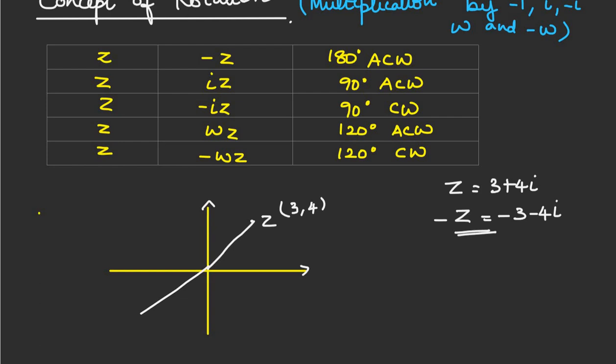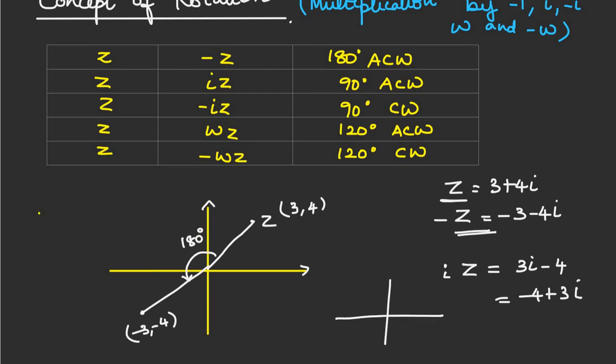Minus 3 minus 4i lies in the third quadrant. Now this is rotated by 180 degrees in the anti-clockwise direction. If z is multiplied by minus i, we get 3i minus 4, or this is minus 4 plus 3i. Minus 4 plus 3i lies in the second quadrant, and therefore if z lies in the first quadrant, then iz will lie in the second quadrant.